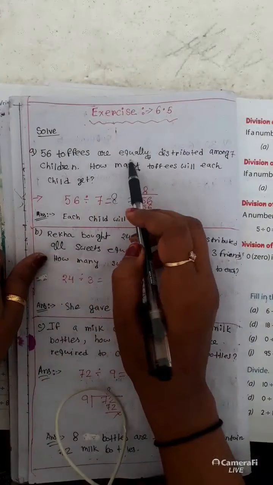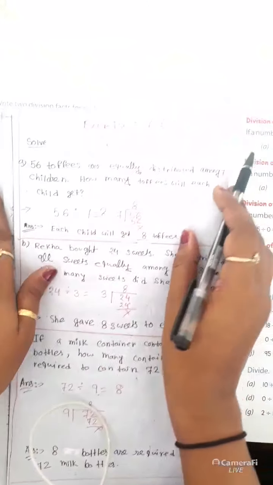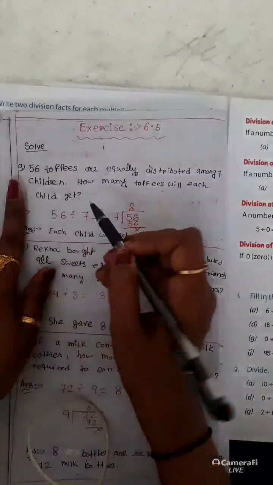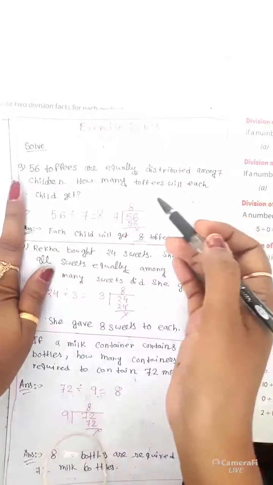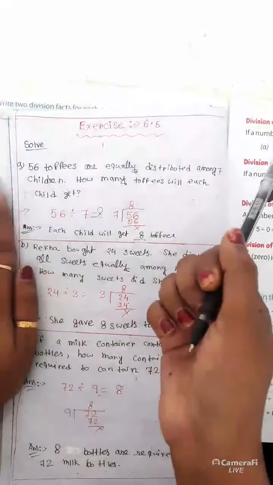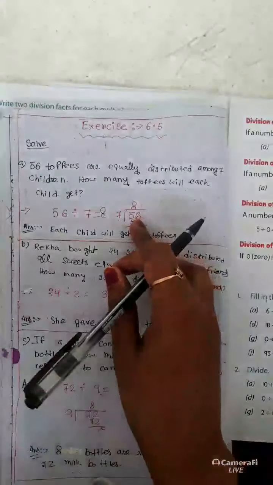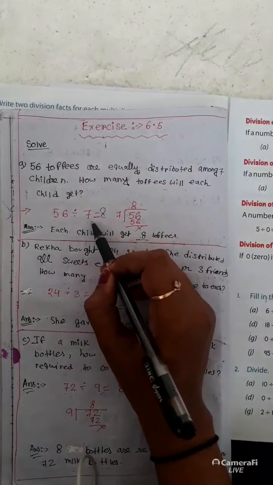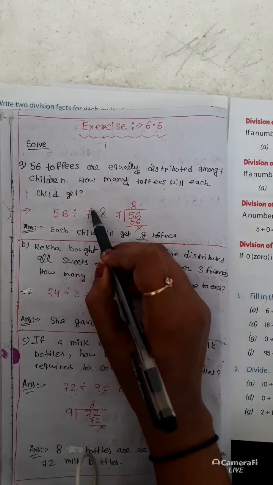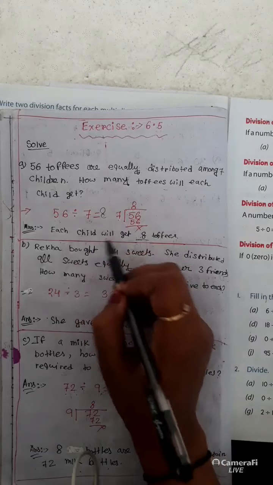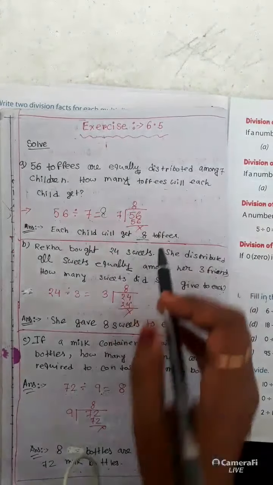56 toffees are equally distributed among 7 children. So how many toffees will each child get? Now it's a question that if 56 toffees are there, do you like to eat toffees? Yes, I also like it very much. So 56 divided by 7. So 7 8s are 56. Each child will get 8 toffees.